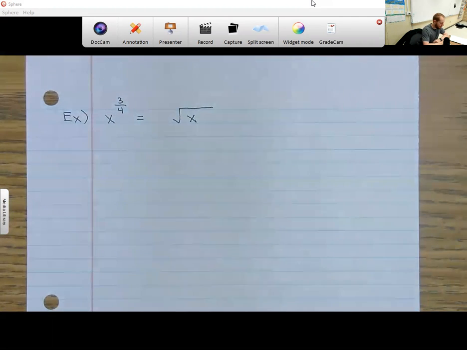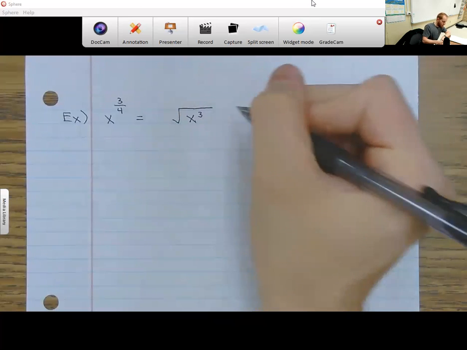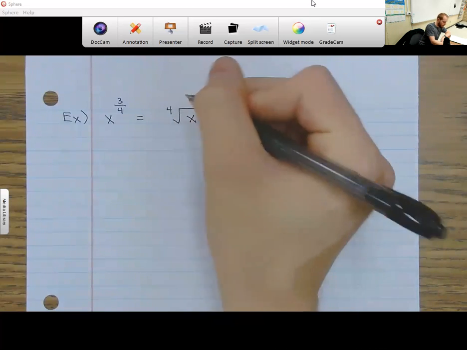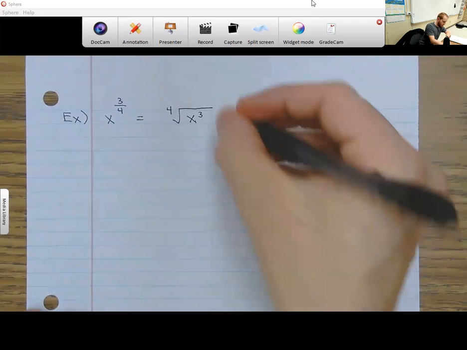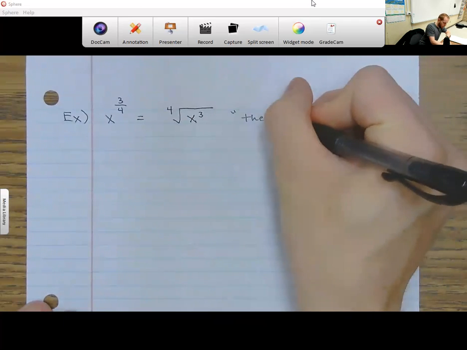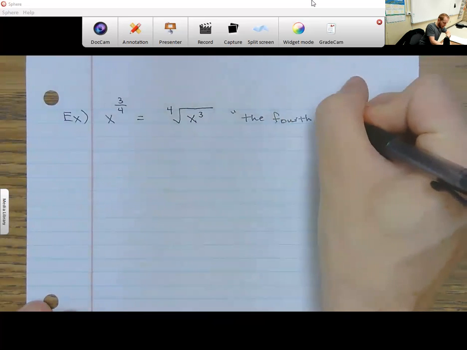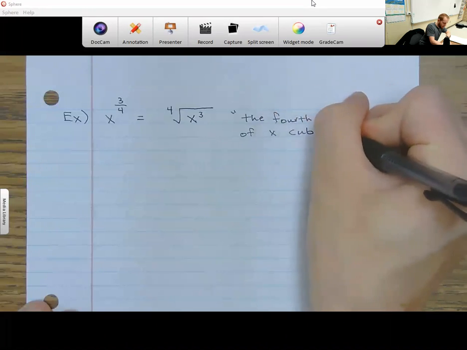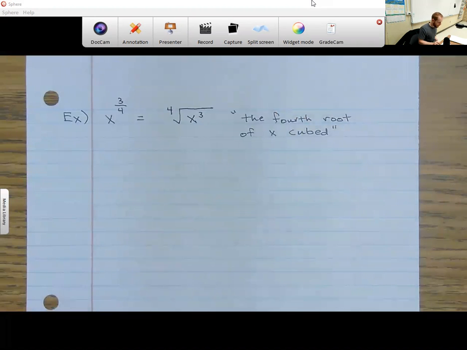And what we're going to do is take the numerator, that 3 up there, and put it on the inside. So it's x cubed on the inside. And then the 4 on the bottom of the fraction becomes the new index. So this is actually called the fourth root of x cubed. The fourth root of x cubed. That's the way I would say it. Okay? And that's really all you're doing. You're just taking the two numbers and putting them in those right spots. Okay? Let's do another one like that.